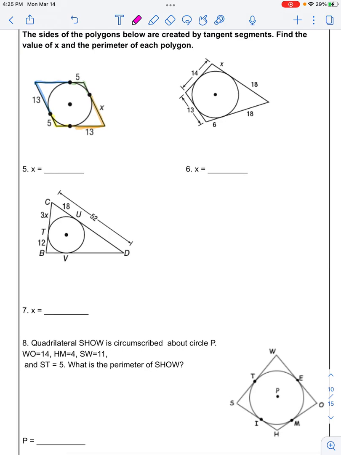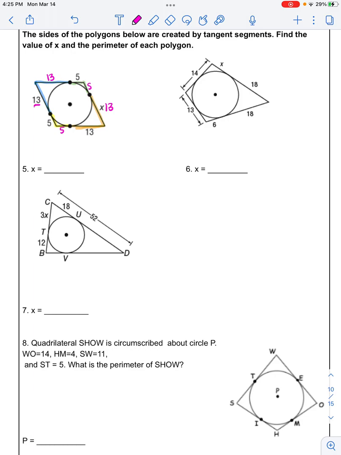So find a place to start. It doesn't matter where you start. I'm going to start right here with this 13. And so if that side is 13, I've got that blue party hat. That means this side is 13. Then I'm going to go along to my green party hat. So one side is 5, the other side is 5. My orange party hat would be 13 and 13. And my yellow party hat would be 5 and 5.